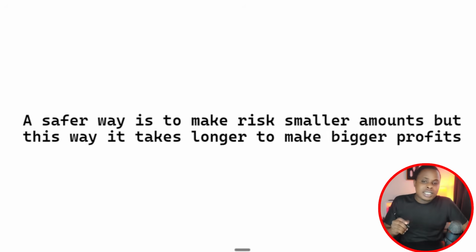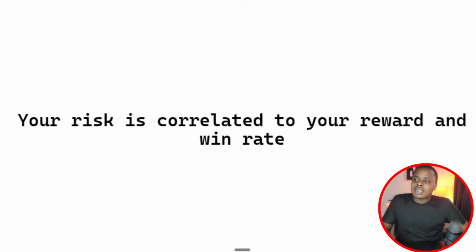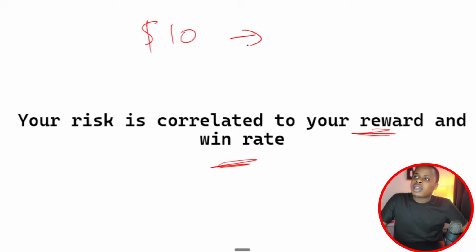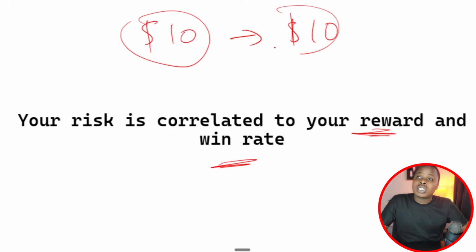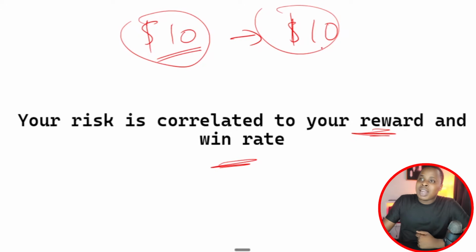Now you have to understand that the risk that you are placing is related to the win rate and the reward that you can make. So if I place a $10 trade to make $10, we call this a 1-to-1 risk to reward ratio, which means I'm risking $10 to make $10. And the market gives you a 50-50 chance at any given point if you have a 1-to-1 risk to reward ratio. So the more I place these trades, risking $10 to make $10, I'm likely to win around 50% of these trades.